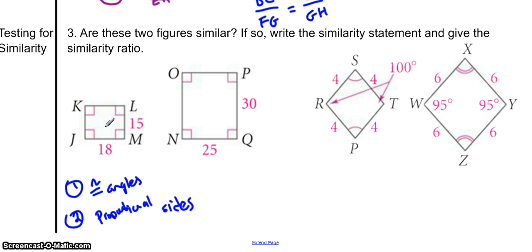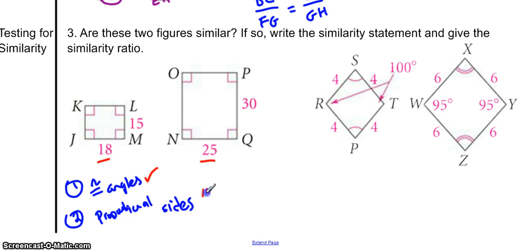All right, here we've got right angles all around, right angles for right angles, which means the angles from this figure to this figure are exactly the same. They are congruent. Our first condition is met. We also have to have proportional sides. So how does that work? Well, to check if we have proportional sides, we're going to write a fraction with a corresponding side here to another corresponding side over here, and see if all of the ratios that we write are equal to each other. Let's see. So maybe 18 corresponds to 25.